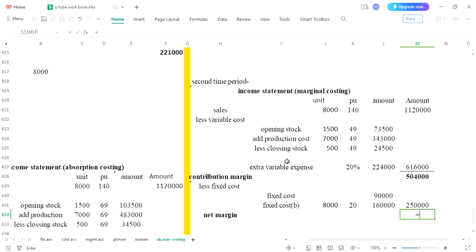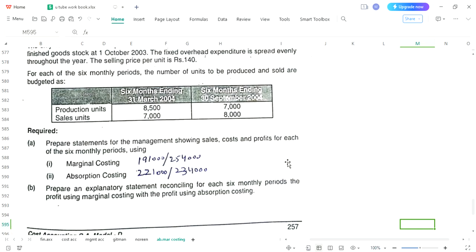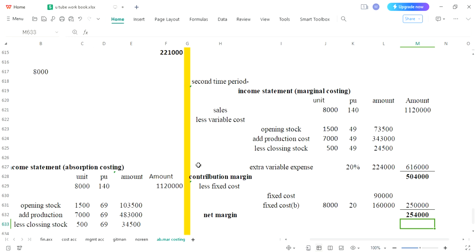It's time to calculate net margin, which is difference between fixed cost and contribution margin. Contribution margin 504, subtract fixed cost, which is 250. In this way, we have calculated our net margin. Marginal costing second period 254, so marginal costing second period 254,000. In this way, all four answers are completed. Second part is completed. We are marking it as it has been done.